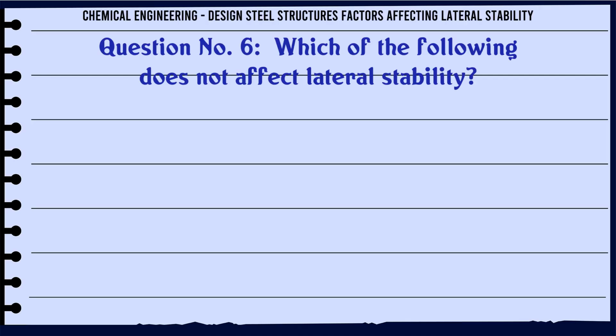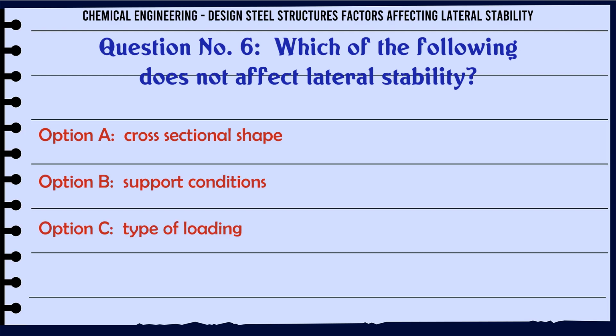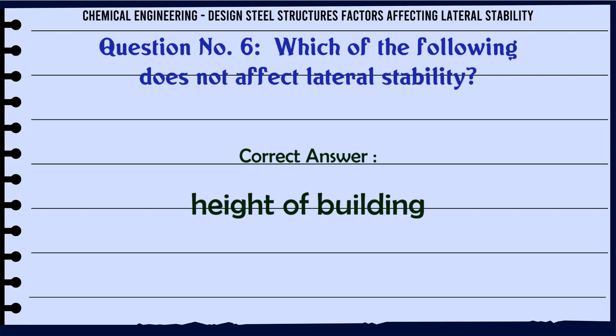Which of the following does not affect lateral stability? A. Cross-sectional shape, B. Support conditions, C. Type of loading, D. Height of building. The correct answer is height of building.